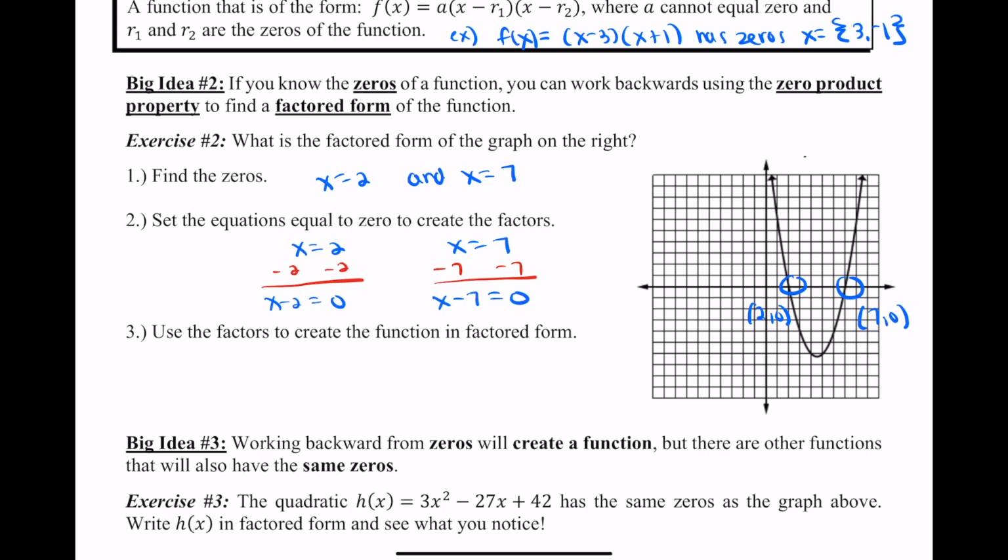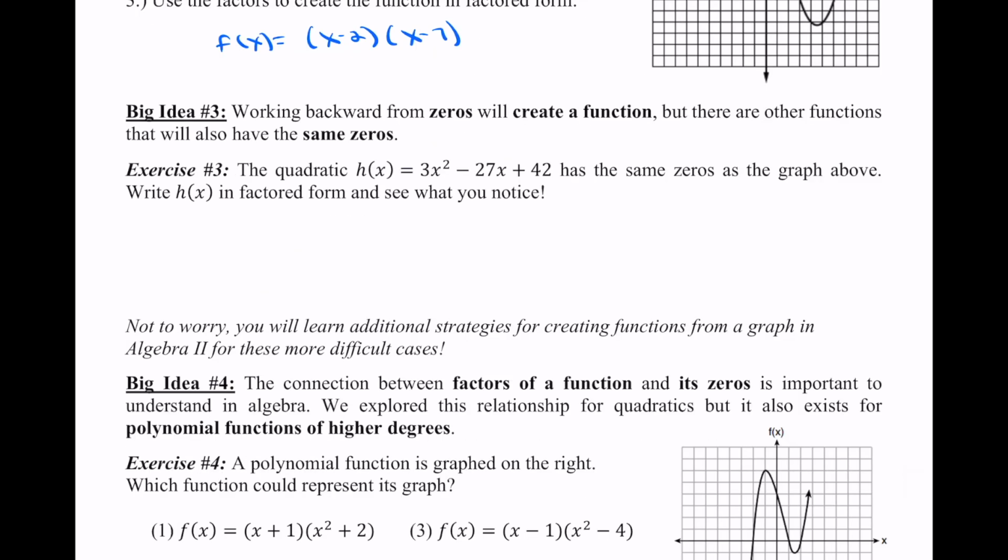All right, so I'm going to call this some function f of x, where my first factor is x minus 2 and my second factor is x minus 7. Notice, same number but opposite sign of the zeros. We'll now look at big idea number 3.